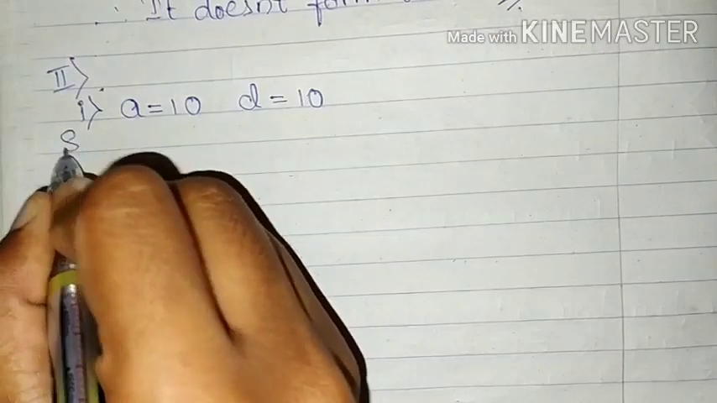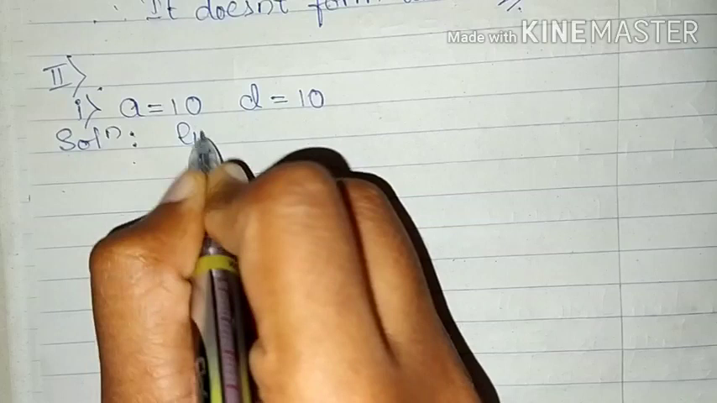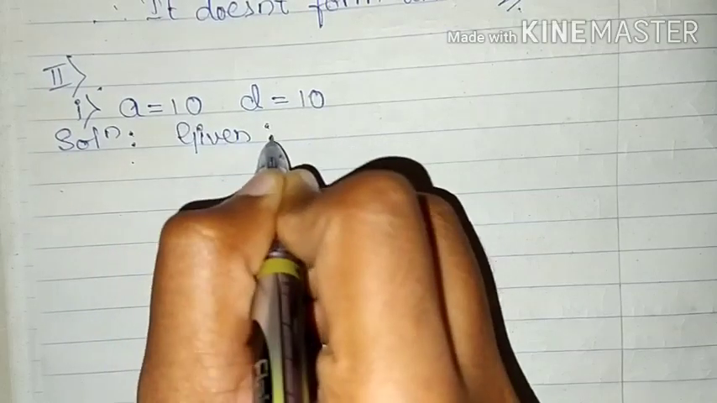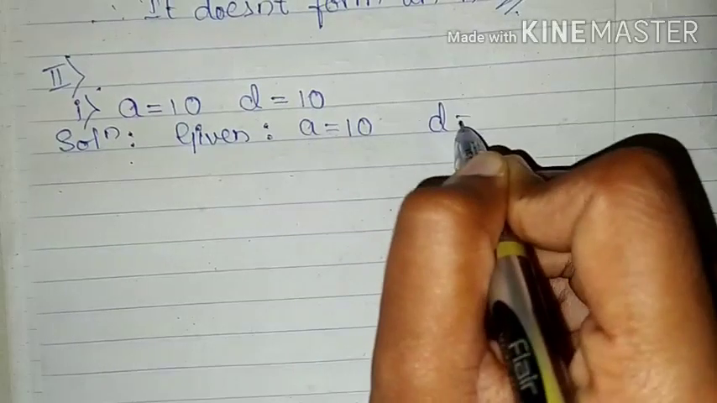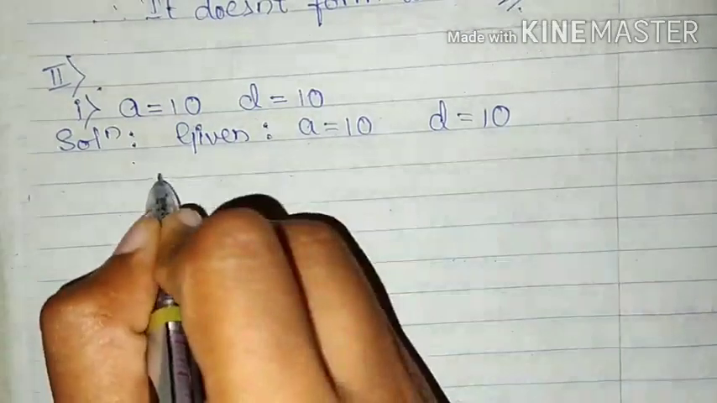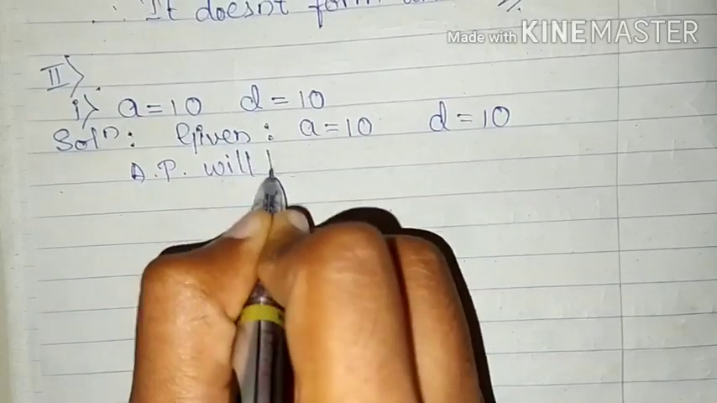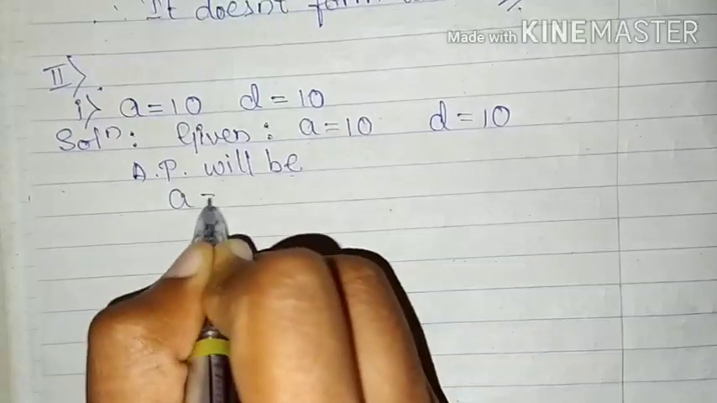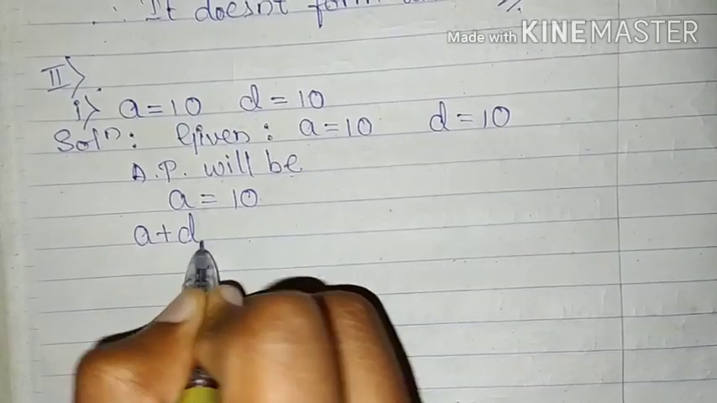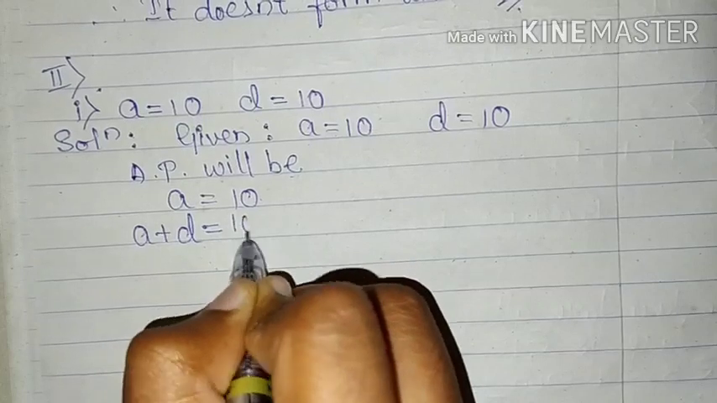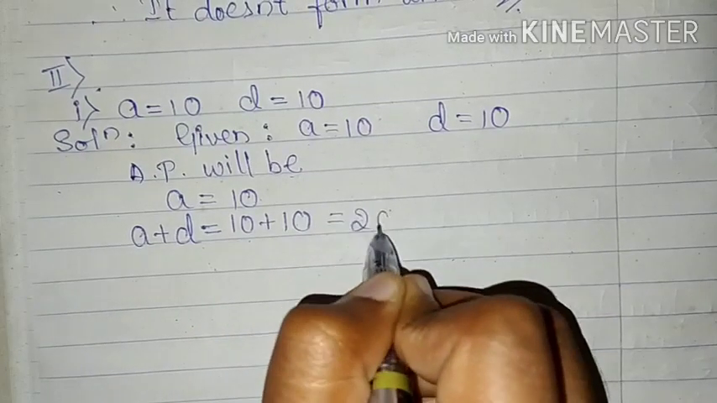So the solution. Given, right, we should never forget writing given. A is equal to 10, D is equal to 10. So now the AP will be: A is equal to 10 because it is the first term, then we have A plus D, which is 10 plus 10, which is equal to 20, right?